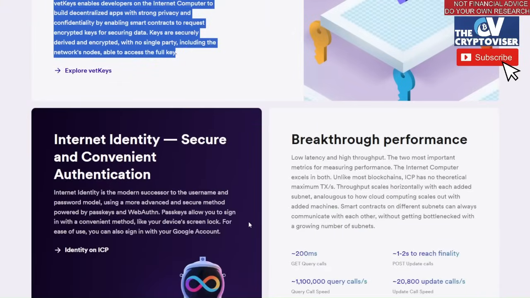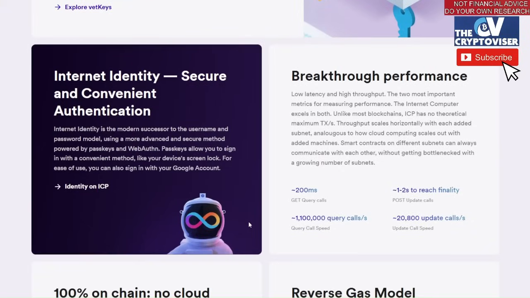One of the other really amazing things that we've seen with the Internet Computer, and what DFINITY has pushed out, is what they call Internet Identity, secure and convenient authentication. One of the things we've seen other ecosystems try to achieve is what they call SSI, or self-sovereign identity, where you own your data. Those other ecosystems have not been able to achieve this after many, many years. But the Internet Computer has been able to do this because of its compute capabilities. Internet Identity is the modern successor to the username and password model, using a more advanced and secure method powered by passkeys and web authentication.